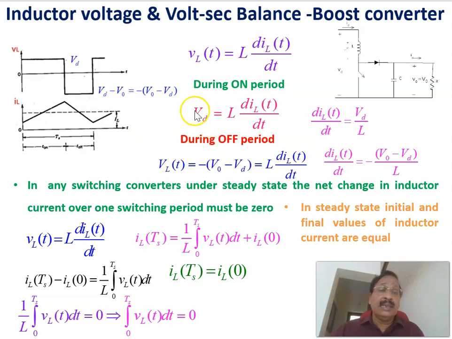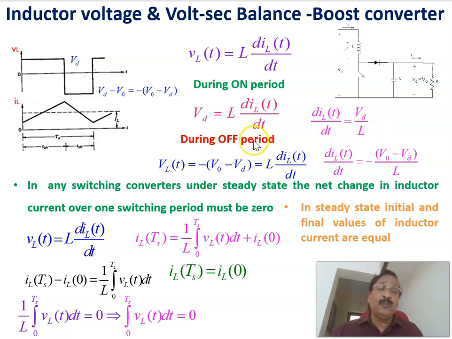And we'll see the corresponding voltage across the inductor, given by L dIL by dt. During the on period, the voltage across the inductor equals Vd. If you substitute that, Vd equals L dIL by dt, or dIL by dt, that is the slope. When the switch is on, the slope of the current through the inductor is given by Vd divided by L.